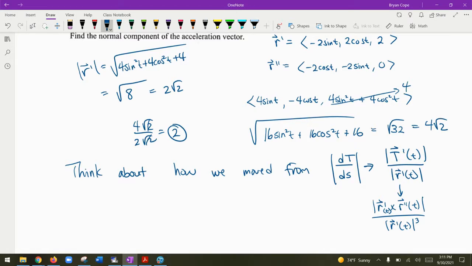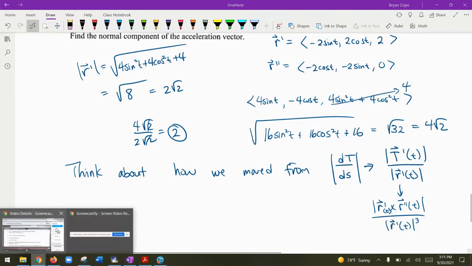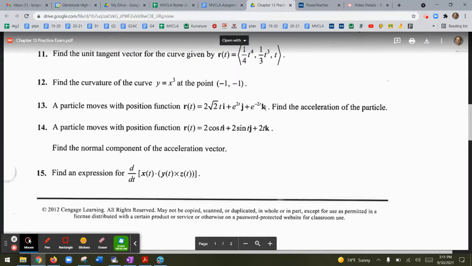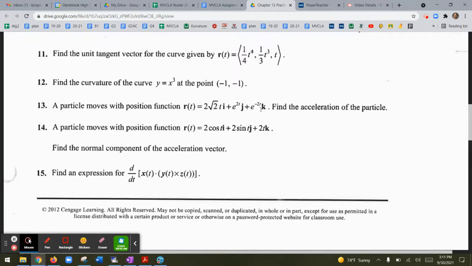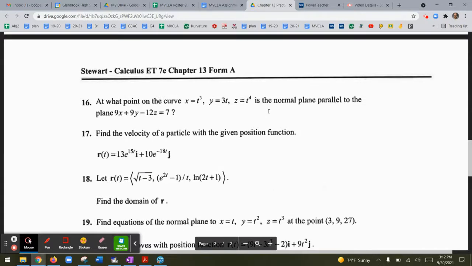The formula sheet, that's what you're allowed. Okay? Are there any other questions on this practice exam that are worth us looking at? Find an expression for that. That's just going to be a bunch of product rule. What about 16? At what point is the normal plane? Ooh, that's kind of cool. Shoot, but it's 3D.